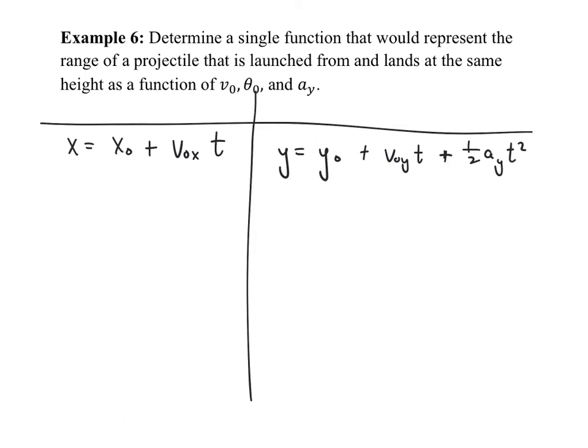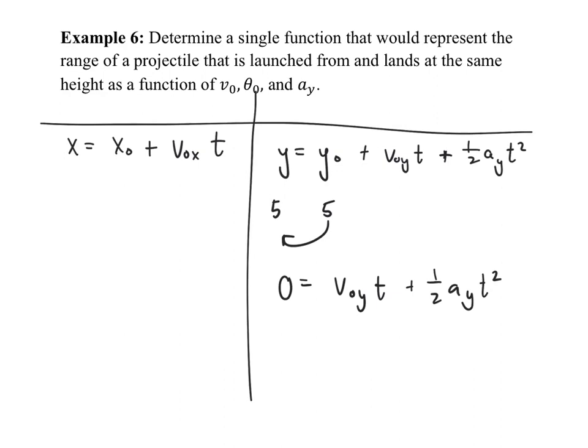Now, the assumption is that it has to start and end at the same height. So let's say it started at 20 meters above ground. It has to end at 20 meters above ground. If it starts at 5 meters above ground, it has to end at 5 meters above ground. Which means that y and y0 are going to be the same number. So if I were to subtract this 5 over, what happens? It just becomes 0 equals v0y t plus 1/2 ay t squared.